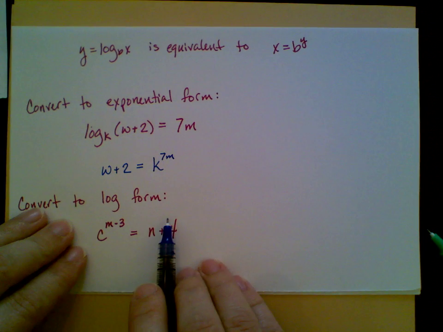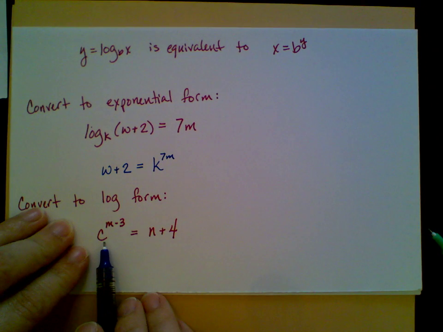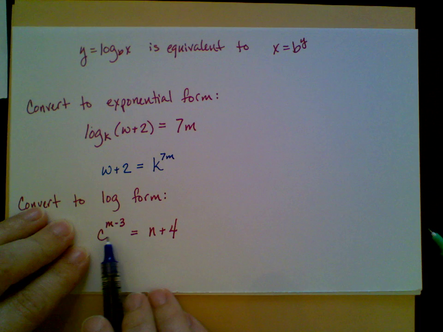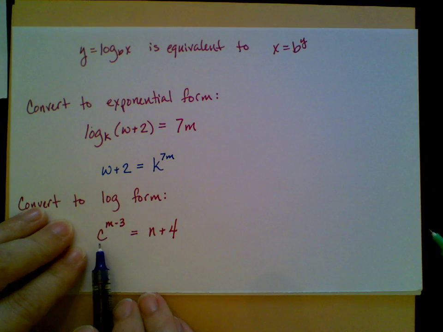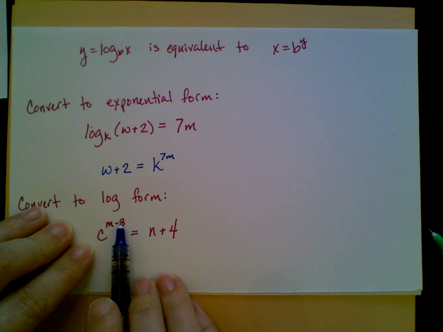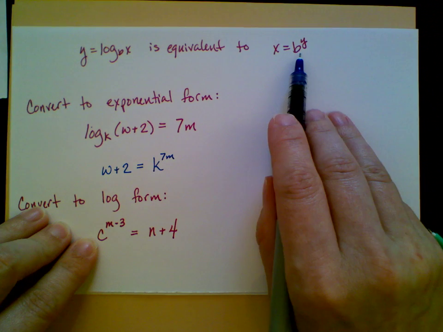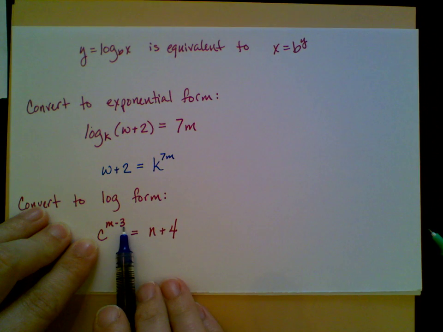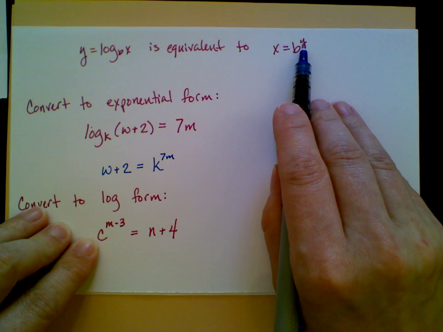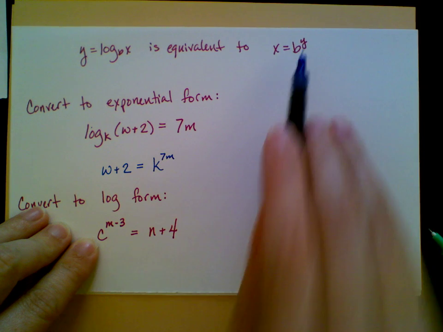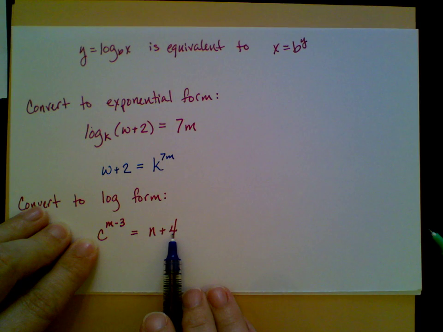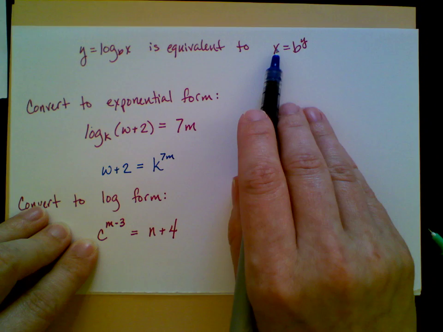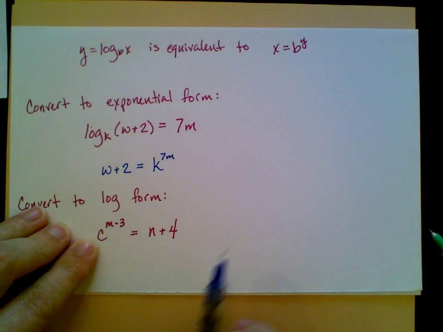The important things to notice are that c is the base in this exponential form. It is the thing that is being raised to an exponent, so it's playing the role of b. M minus 3 is the exponent, so it's playing the role of y. And n plus 4 is on the other side of the equation, so it's playing the role of x.